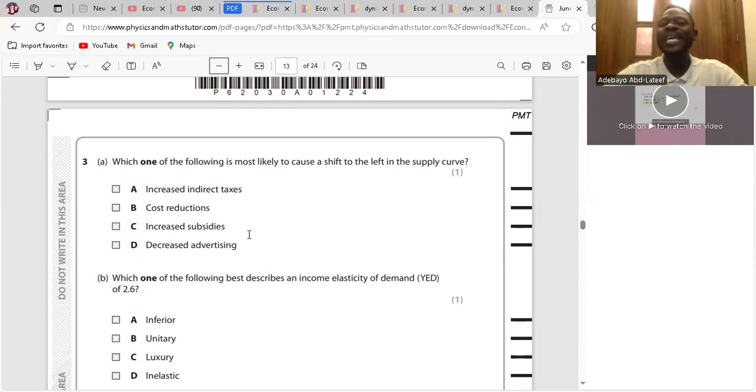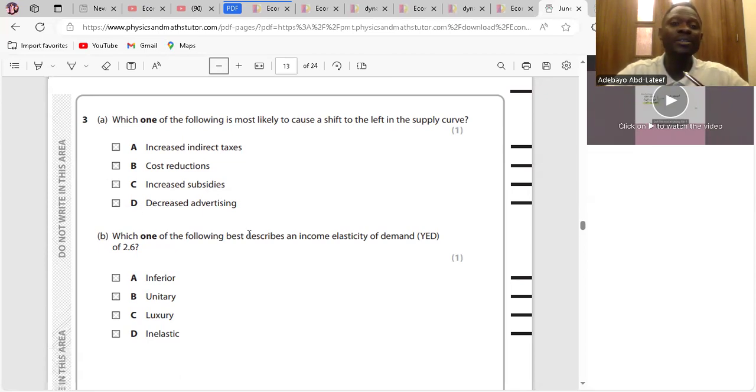Here we have increased indirect taxes. Increased indirect taxes would bring about increasing costs because firms would have to buy raw materials. And if government has increased indirect taxes, it means the cost of production for firms would increase. And that brings about a disincentive to produce further. So the supply curve will shift leftward from S to S1. Okay. We move on. So the answer is A.